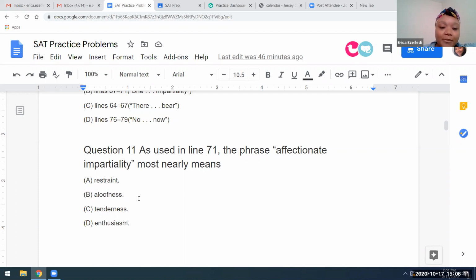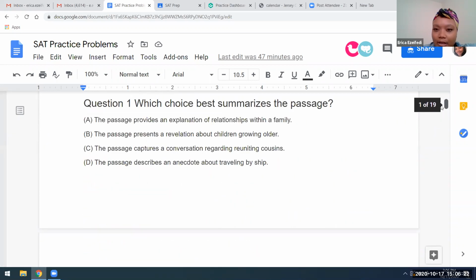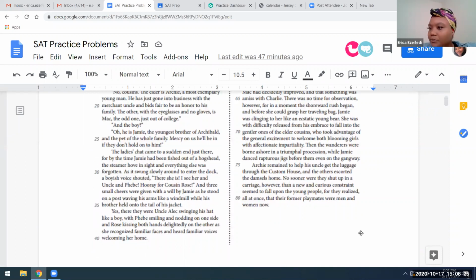Now, back to question 11 specifically, the answer choice, again, just to be clear, is A. And it's restraint. So we're going to go quickly to line 71 to see why this is the case. So 71 is right here, but I will start at the beginning of the sentence. She was with difficulty released from his embrace to fall into the gentler ones of the elder cousins, who took advantage of the general excitement to welcome both blooming girls with affectionate impartiality.